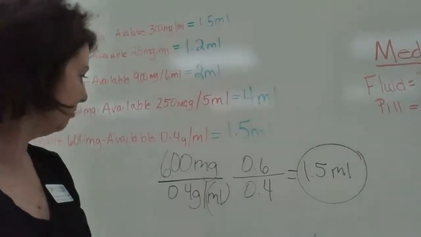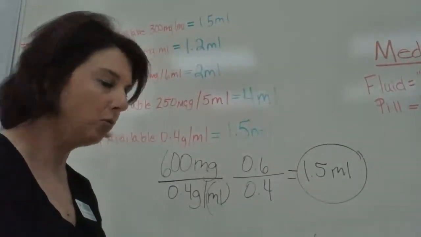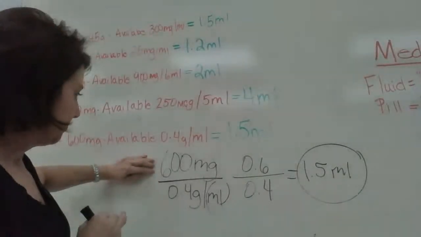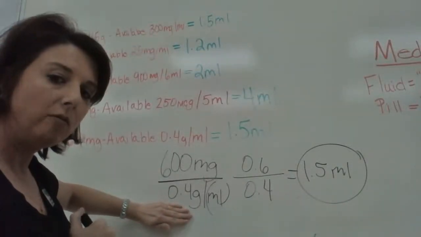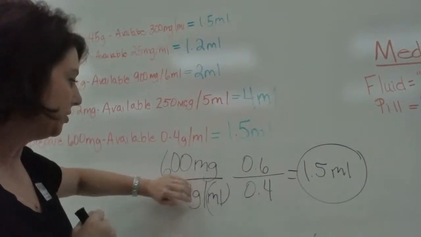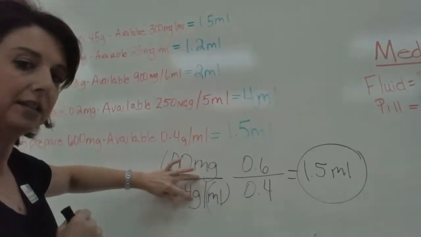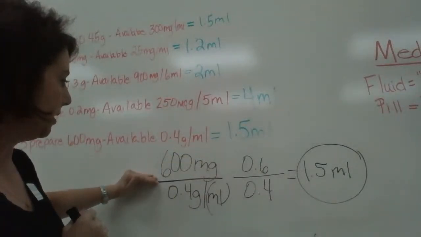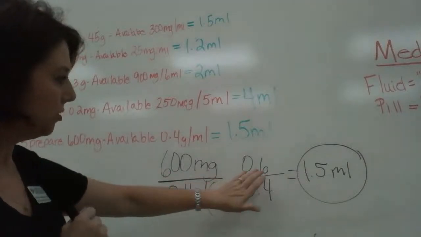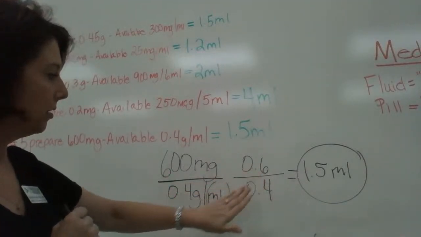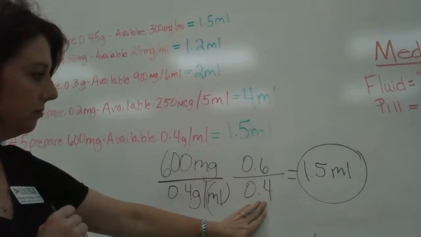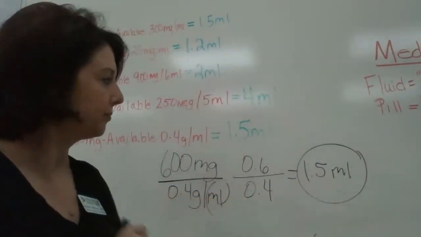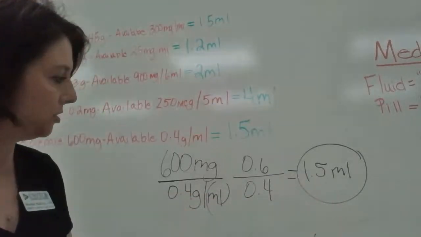Okay. So let's review the problem once more. We needed to administer 600 milligrams. We had on hand 0.4 grams per ml. We needed to do the conversion first because you can't divide these into each other. So we divided 600 by 1,000 and you get 0.6. We bring over the 0.4, you divide that, and then your correct answer is 1.5 ml. And this is what you're going to administer to your patient.